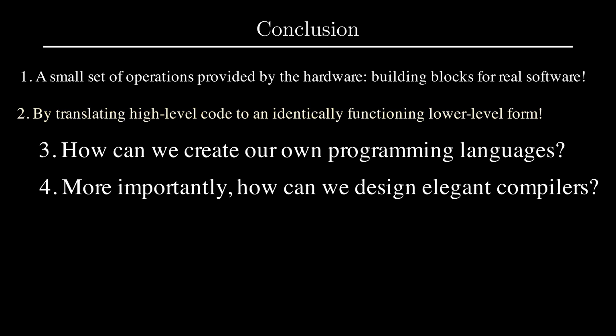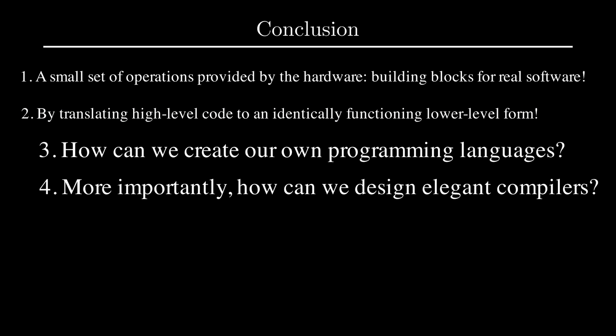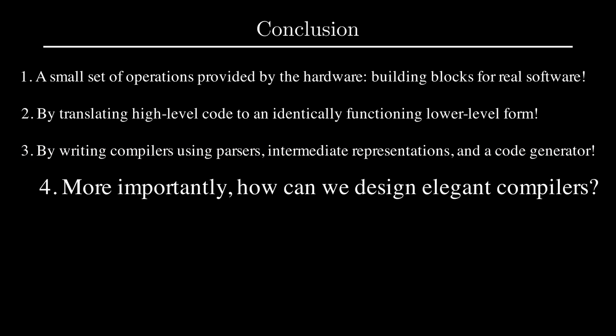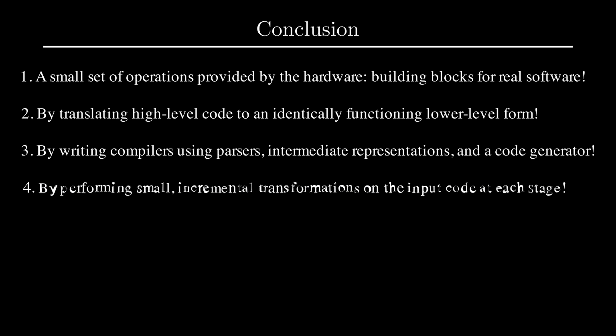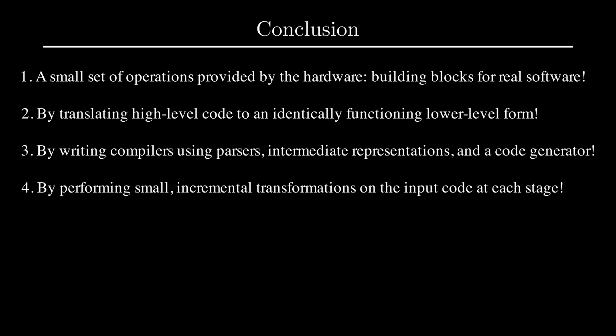Programming languages work by translating our high-level source code into a form that the computer can understand. This translation process is done in multiple stages, with each stage getting us closer to the machine code. We can create our own programming languages by creating a compiler with a parser, IR, and a code generator. The compiler translates our source code into machine code, allowing us to execute the programs in our new language. Finally, we can design elegant compilers by performing small, incremental transformations on the input code at each stage of the compilation process, making simple translations from one representation to another. This way, it's easier to reason about how our code is transformed to the end result.